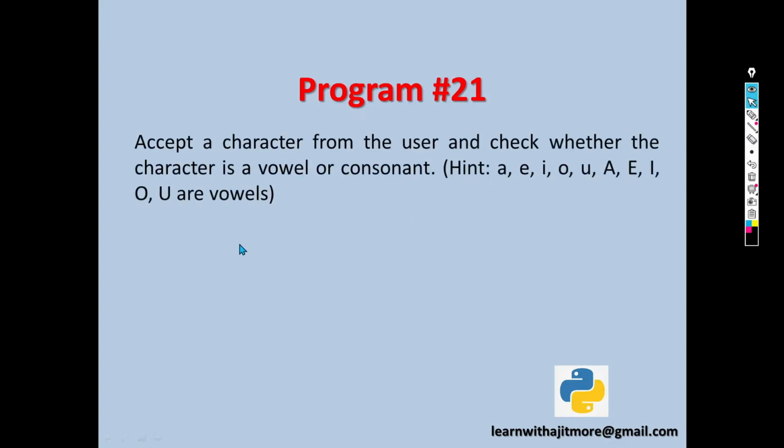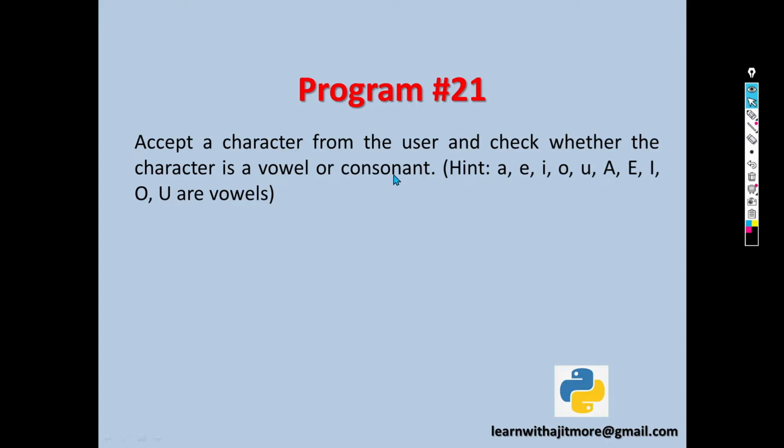Let's continue with problem number 21. Gradually the difficulty level of problems is increasing. In problem number 21, we have to accept a character from the user, and we have to check whether the character is a vowel or a consonant. So we will accept one character and then give the message whether it is a vowel or whether it is a consonant.